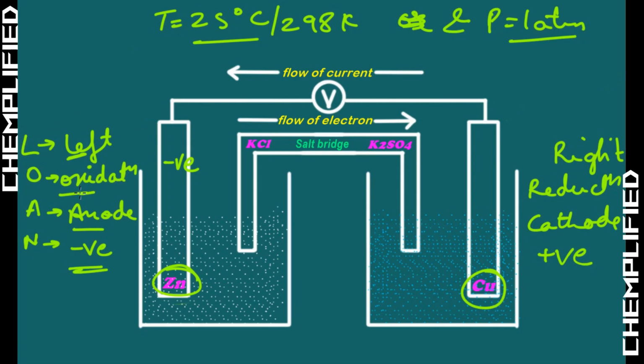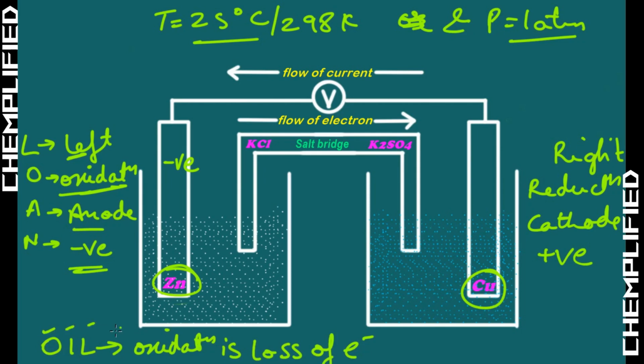Now you should also know what is the meaning of oxidation and reduction. Oxidation, you can recall this with the trick. OIL: oxidation is loss of electron. Now if oxidation is loss of electron, then reduction will be gain of electron, because they are opposite of each other, right? So remember this trick. And now we will move to our formula.